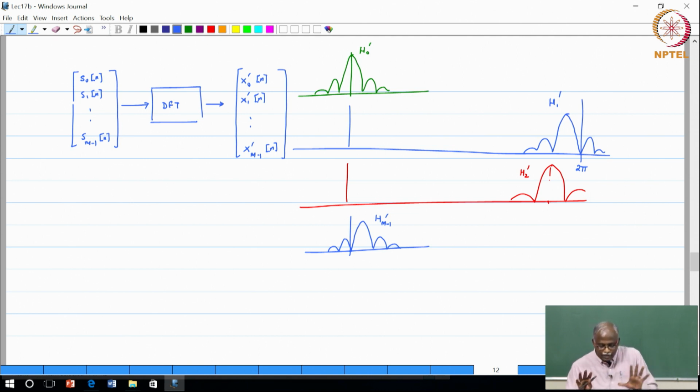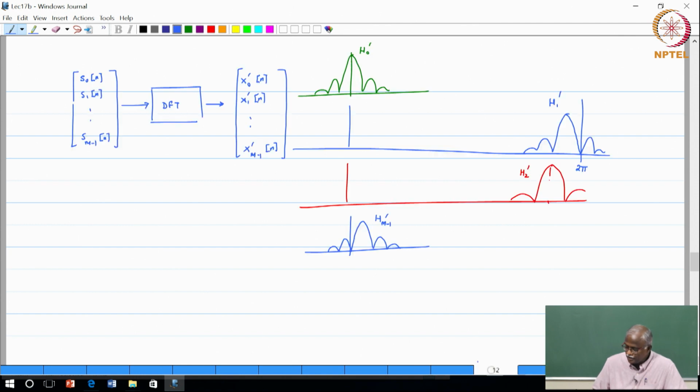Now, when you take the DFT of n variables, what exactly are you doing? You are passing that signal through a bank of filters, and the bank of filters goes all the way from 0 to 2 pi. Do not worry too much about the notation. Basically, it has m filters and you get the output from those.